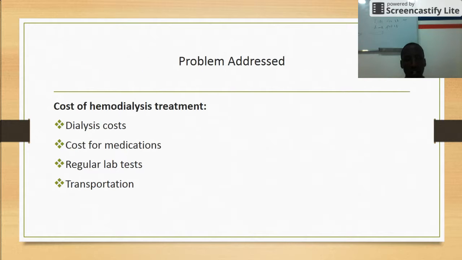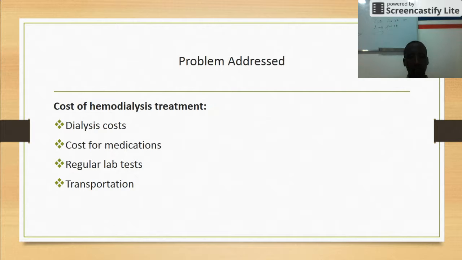So if we continue, the main problem that was addressed in this project was the cost of hemodialysis treatment. Hemodialysis is the type of therapy that is used to treat people with chronic kidney disease, where their kidneys do not function, so they need what we call dialysis. There is the dialysis cost, which ranges from 100 US dollars to even above, depending on the areas and regions. There is also the cost of medications.